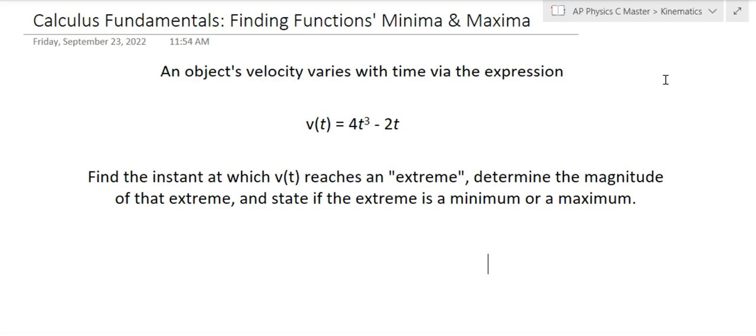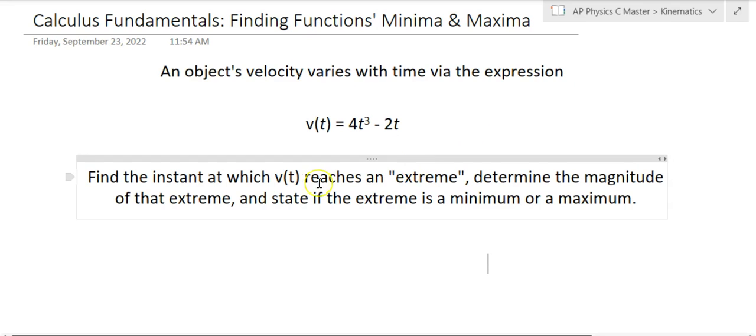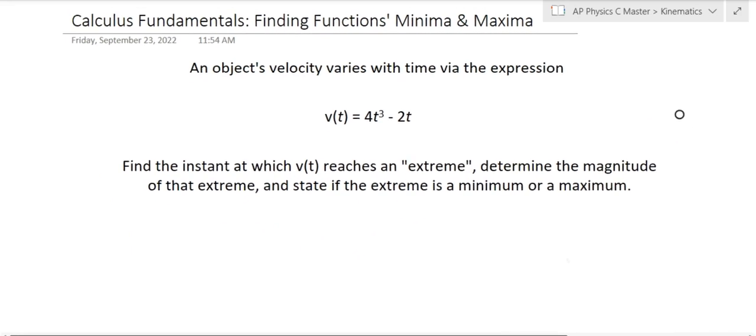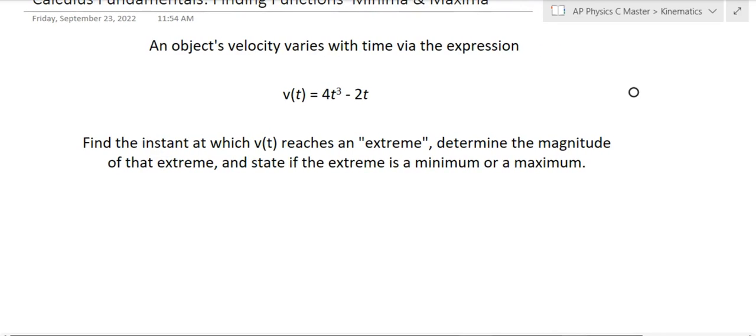Here's an object's velocity. It varies with time via the following expression. So we have a time-dependent velocity, and we're going to find the instant at which this function reaches what's called an extreme. We're going to determine the magnitude of that extreme and figure out if it's a minimum or a maximum value. So what we mean by this is, I'm almost going to answer the last part first. I'm going to make a qualitative sketch of v as a function of t.